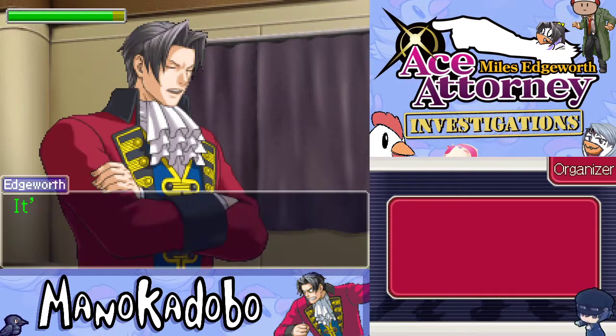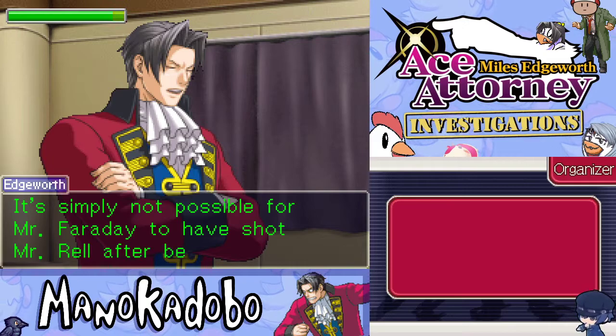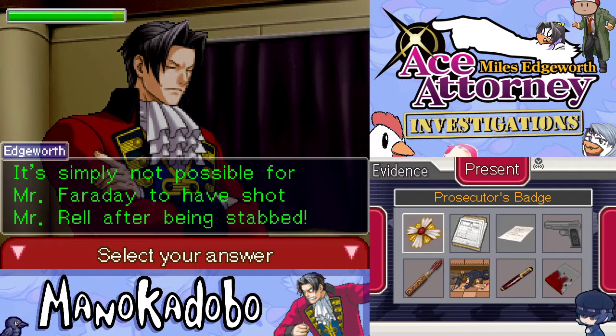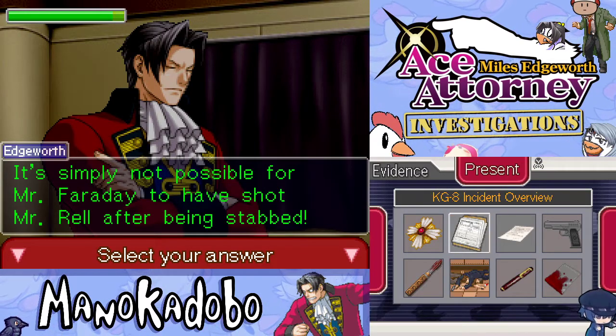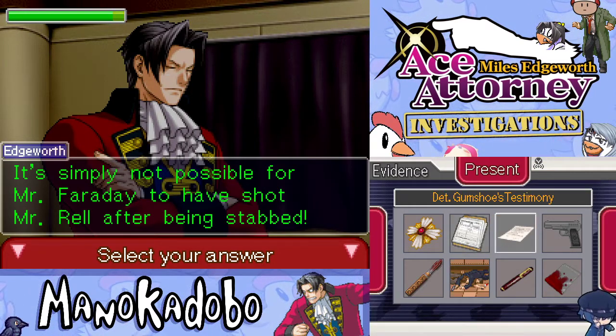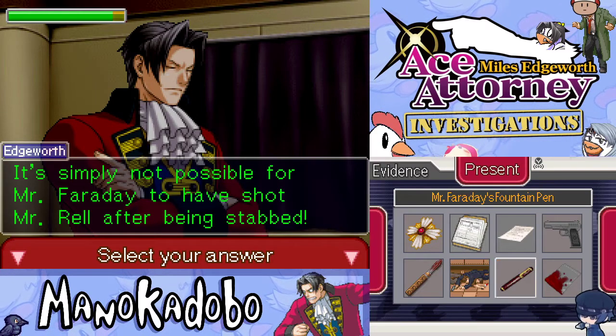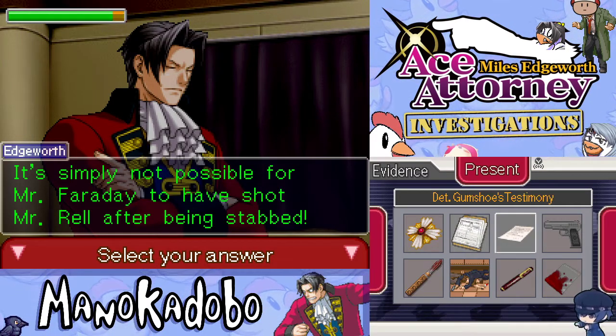Oh, really? It's simply not possible for Mr. Faraday to have shot Mr. Rell after being stabbed. Oh, really? Because they were too far away. Maybe? No. You can shoot somebody from close or far away, but there was no gunpowder. There we go.